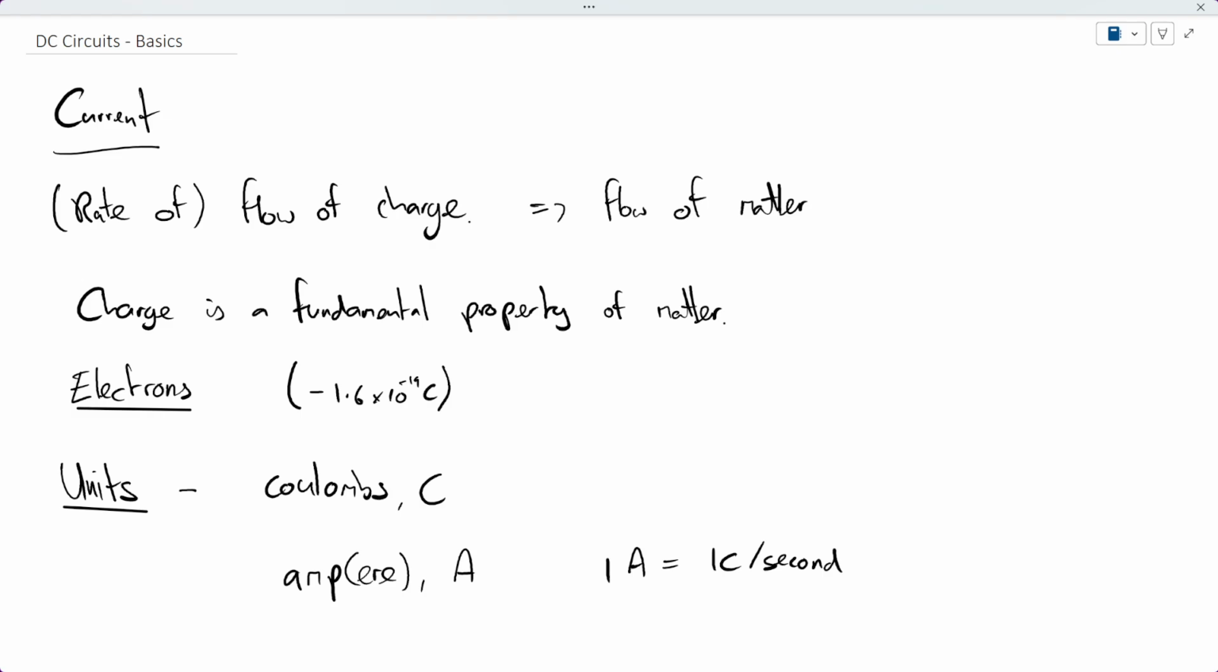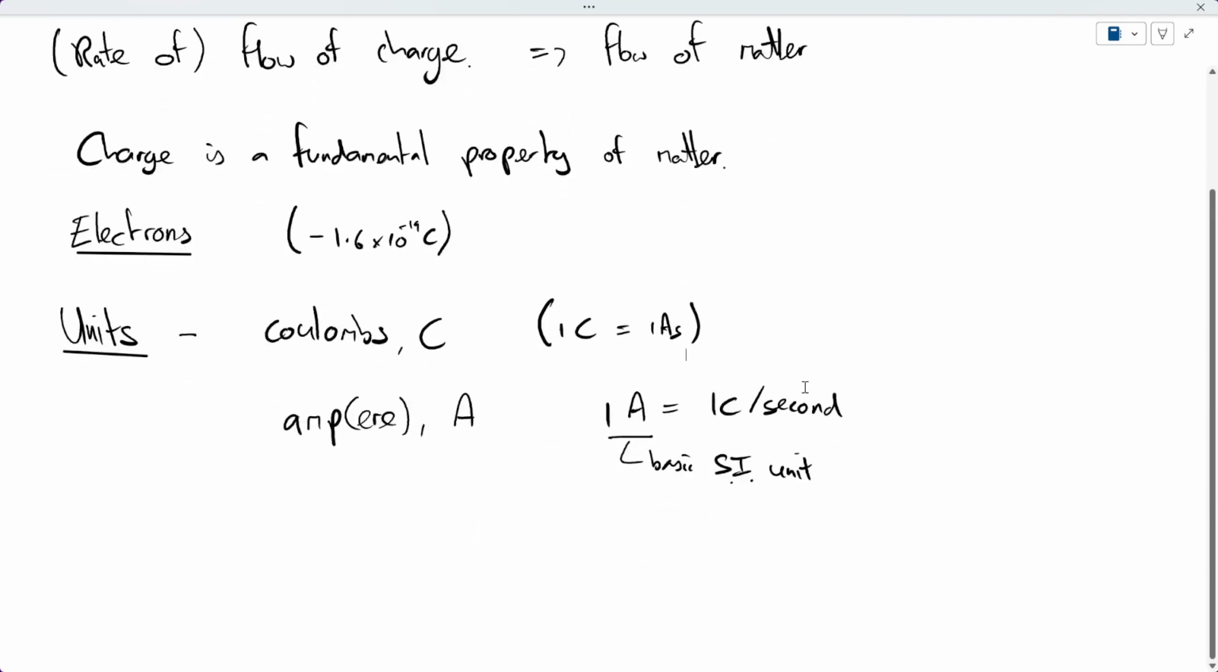It is, though, worth noting that the amp is a basic SI unit. We discovered current before we really knew what it was. So it is the amp that is a basic SI unit. So while a coulomb is an SI unit, it isn't considered basic. We consider the coulomb to be 1 amp second in base SI units.